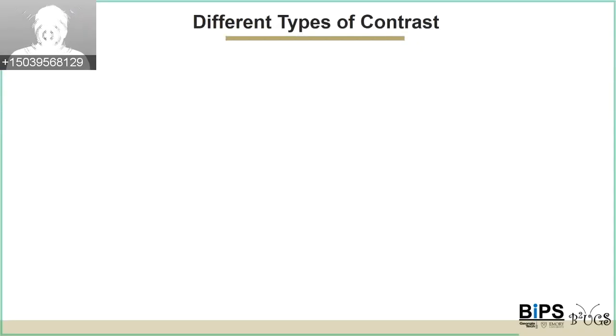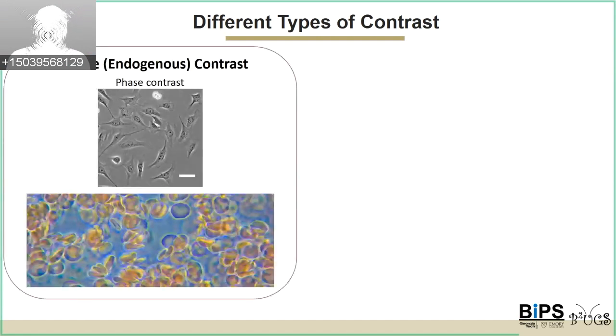There are two major types of contrast I'm going to cover, and the first is label-free or endogenous contrast. I will just focus on contrast based on refractive index mismatches in the sample. There are other types of label-free contrast. If you've worked with cell culture of any kind, you've seen phase contrast images like the one on top here, and we'll talk a little bit about why this works.